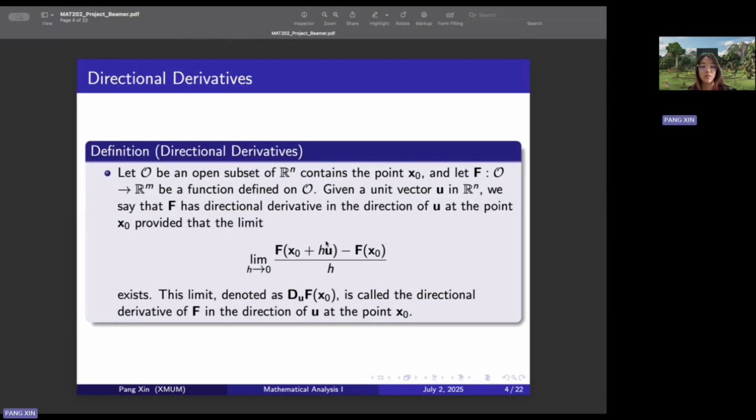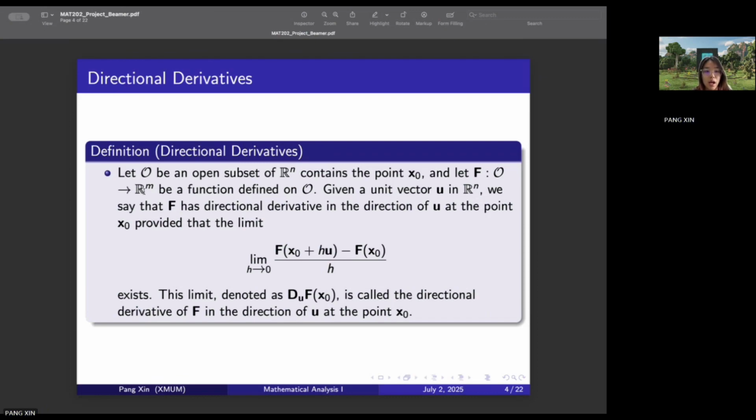Firstly, let's introduce the definition of directional derivative. Let O be an open subset of R^n containing the point x0, and let f be a function defined on O. Given a unit vector u in R^n, we say that f has directional derivative in the direction of u at the point x0 if this limit exists. So, u has a length of 1. If u is not a unit vector, we will not call it a directional derivative.